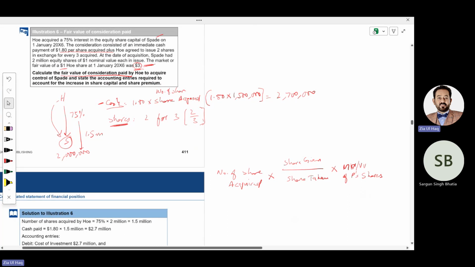In this question, how many shares have we acquired? If the subsidiary's total number of shares is 2 million, we have acquired 75%, meaning 1.5 million. So we have acquired 1.5 million shares. Into share given, how many shares are we giving them? 2 or 3?